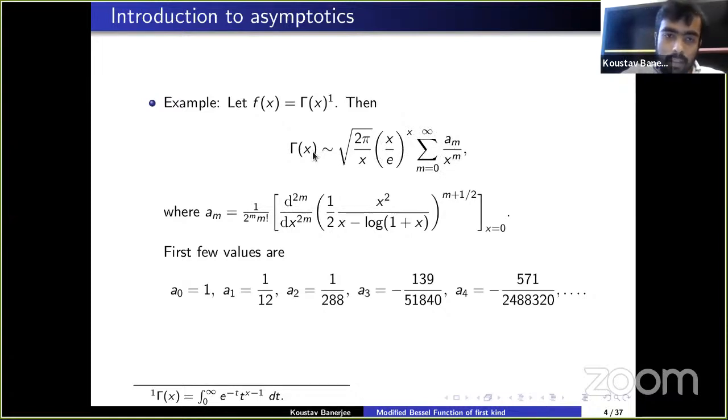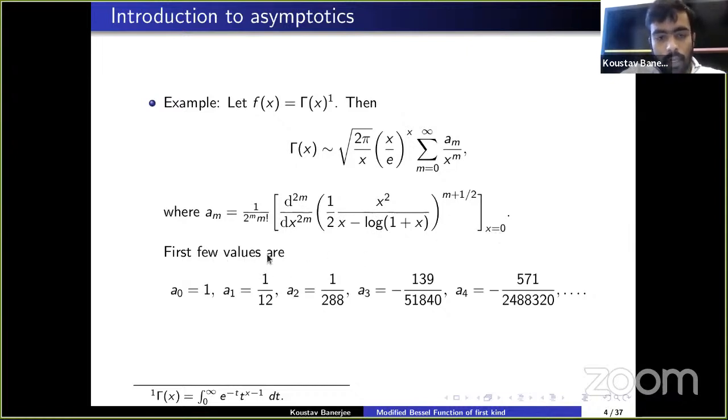So here f(x) is Gamma(x), phi(x) is the square root of 2 pi over x times (x over e) to the x, and chi(x) is x to the m. And a_m is given by this sequence, determined by this expression: 1 over 2 to the m times m factorial, the 2m-th order derivative of d/dx of half of x squared divided by (x minus log of 1 plus x) to the power m plus half, at x equals 0.